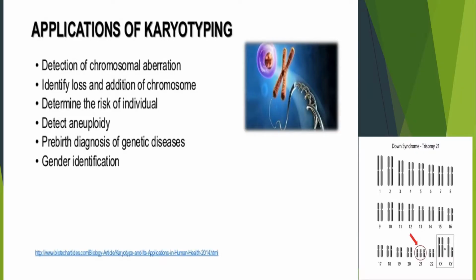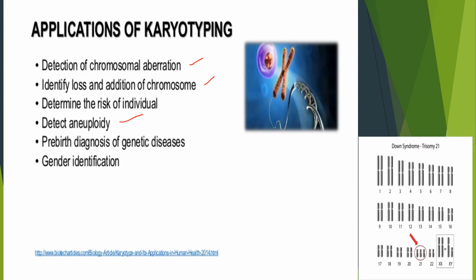Let's learn the application of karyotyping. It helps in the detection of chromosomal aberration, that means change in the structure of chromosome, maybe because of addition, deletion, duplication or translocation, and identifies the loss and addition of chromosomes. If a chromosome is added or lost, it can be identified by karyotyping, and it helps to detect aneuploidies. Aneuploidy means gain or loss of an entire chromosome.